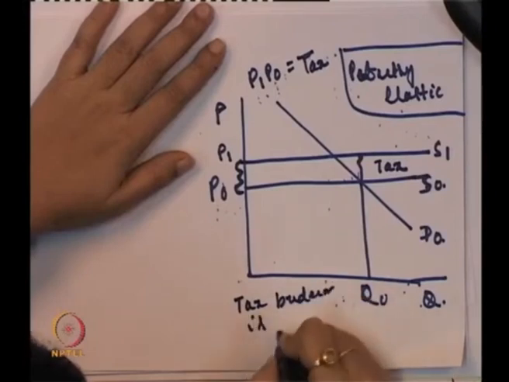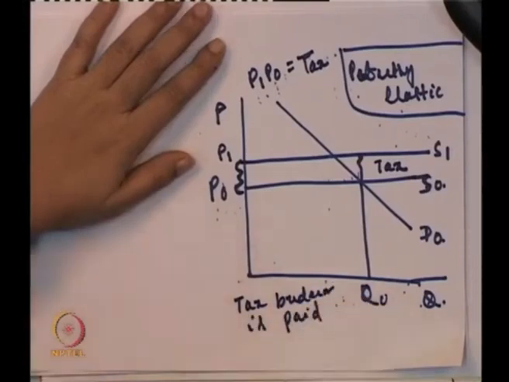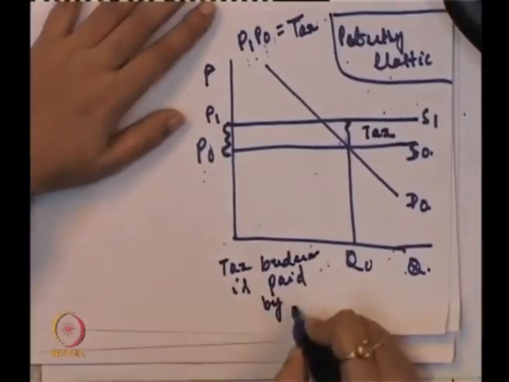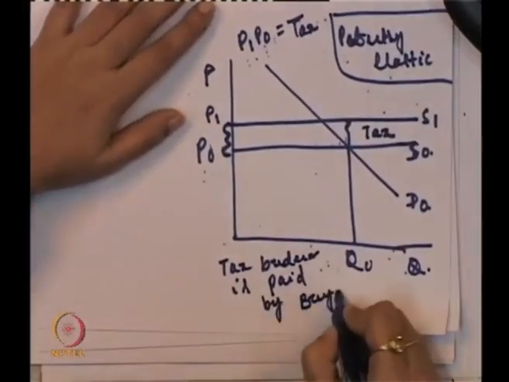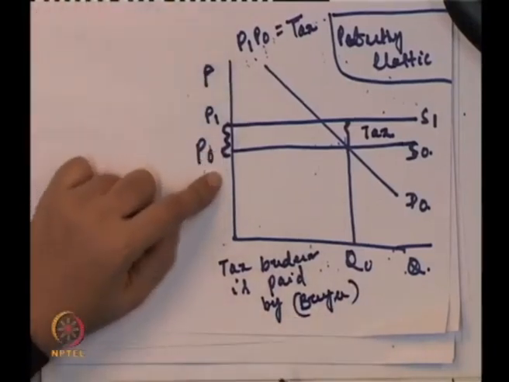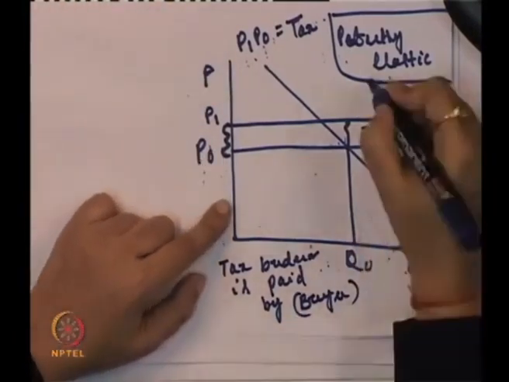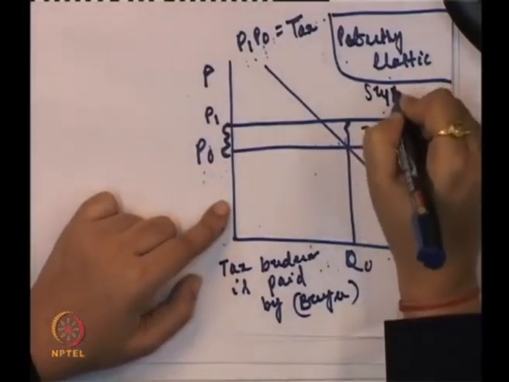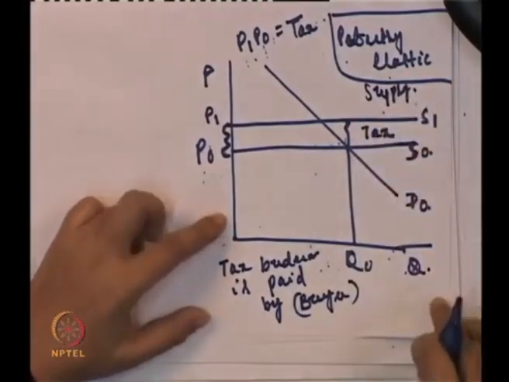is paid by the buyers, because the total tax amount is shifted to the consumer in terms of increase in price. So, with a perfectly elastic supply curve, the tax is paid by the buyers. Then we will see the case of the perfectly inelastic supply curve.